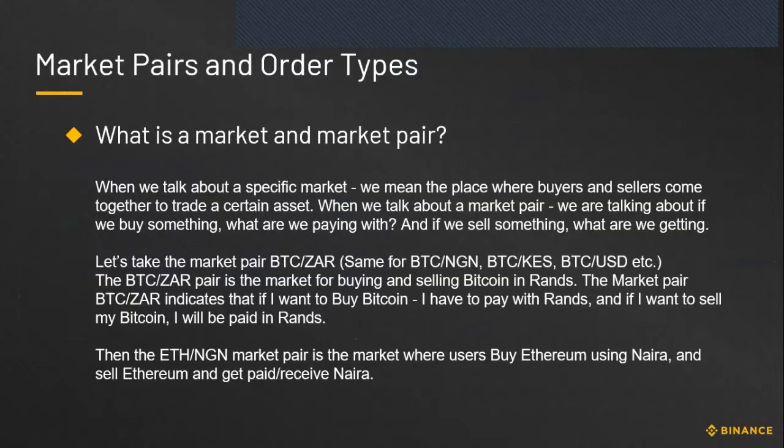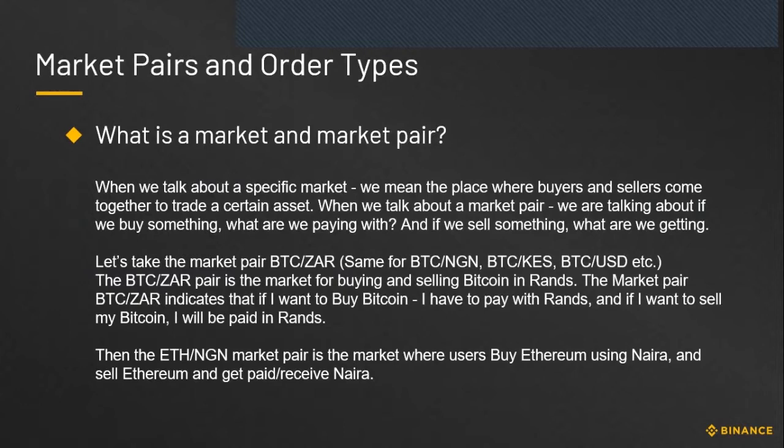So if you are looking at what is a market and market pair, when we talk about a specific market, we mean the place where buyers and sellers come together to trade a certain asset digitally, online. Let's drive the point home now. We're talking of a digital asset. When we talk about market pair, we are talking about when someone buys something, like you buy Bitcoin and you get paid in naira, or you buy BNB and you get paid in naira. And the same thing, you sell BNB, you get paid in naira. You sell Bitcoin, you get paid in naira.